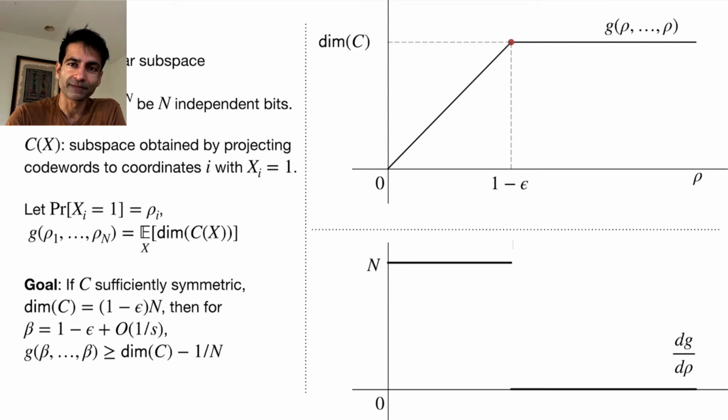If it's true that the value of g at 1 minus epsilon is the largest possible value. And indeed, we're going to prove that the derivative of g really does look like this, and that'll be enough to establish that g takes on this value. So that's our high-level goal: we're going to show that the derivative of g really looks like this.